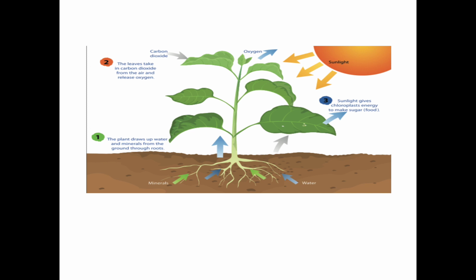Now, the function of leaf. The main function of leaf is to perform photosynthesis and prepare food for the plant. Leaves prepare food for the plant by the process of photosynthesis in the presence of sunlight and chlorophyll. The carbon dioxide and water obtained from the environment are converted into food as glucose, and it also releases oxygen.